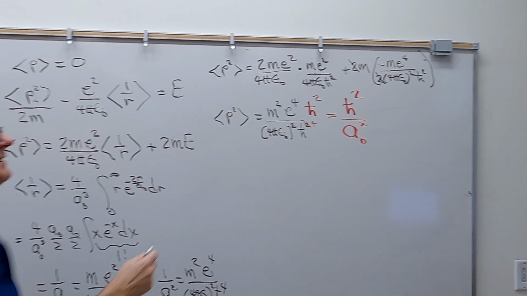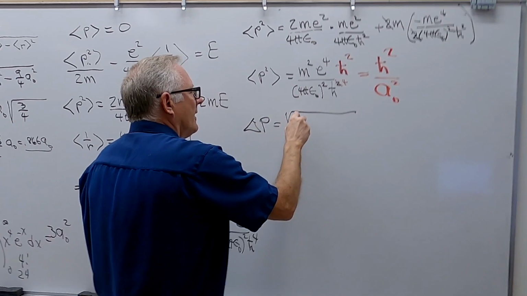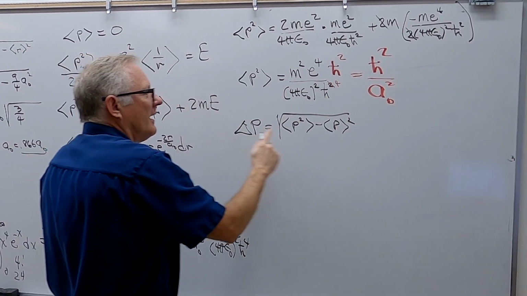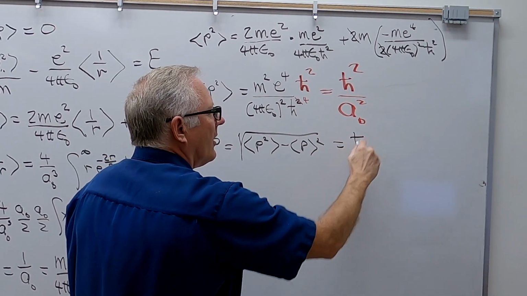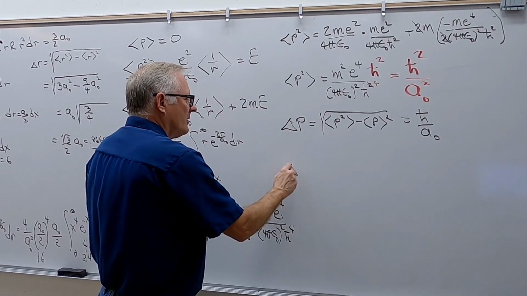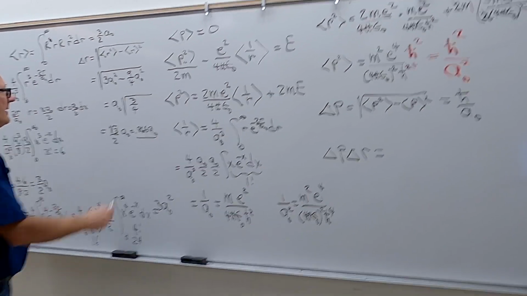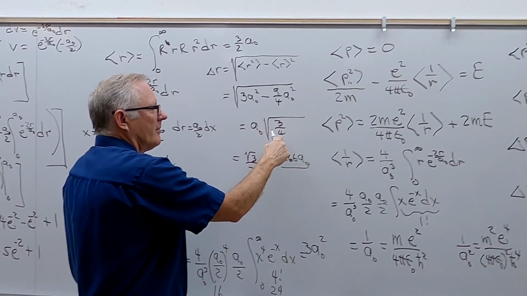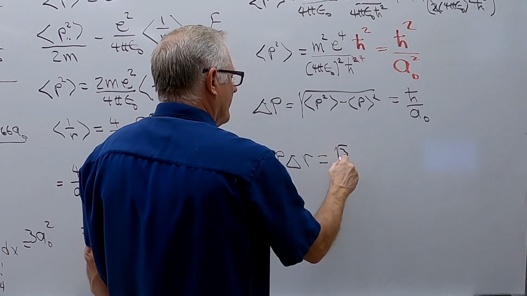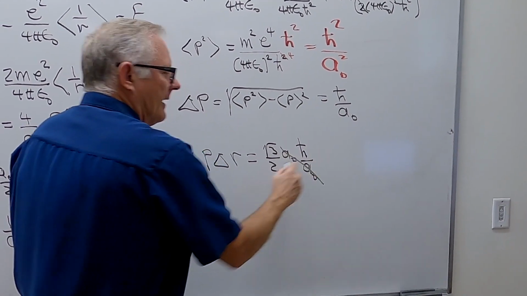Now, I ask, what's the uncertainty in the momentum? Well, it's the square root of P squared minus the average of P, squared. But that was 0. We already said that was 0. And so we just have to take the square root of this, which is just h bar over a naught. And now we can plug it into Heisenberg's uncertainty principle, delta P delta R. Delta R was a naught times the square root of 3 over 2. There it was right there. So that's delta R. We had the square root of 3 over 2 a naught times delta P, which is h bar over a naught.